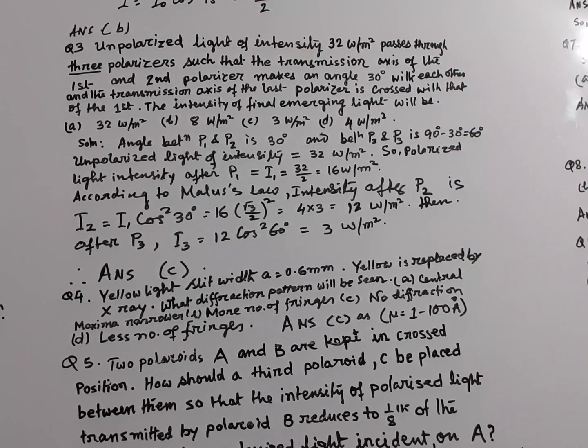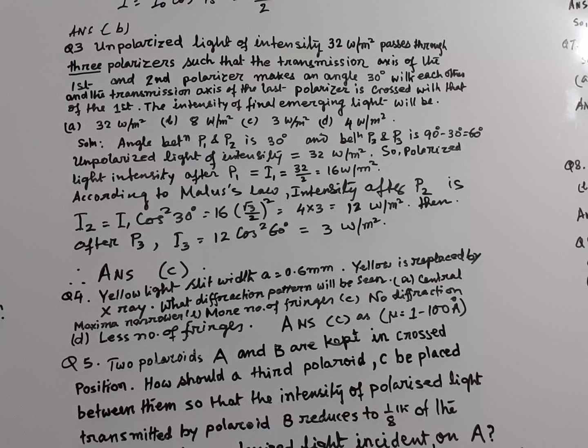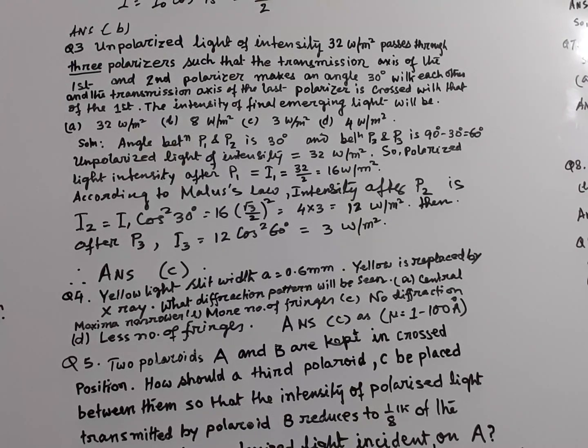Unpolarized light of intensity 32 watt per meter square passes through 3 polarizers such that the transmission axis of the first and second polarizer makes an angle 30 degree with each other, and the transmission axis of the last polarizer is crossed with that of the first, that means with respect to first it is 90 degree. The intensity of final emerging light will be, there are 4 choices.